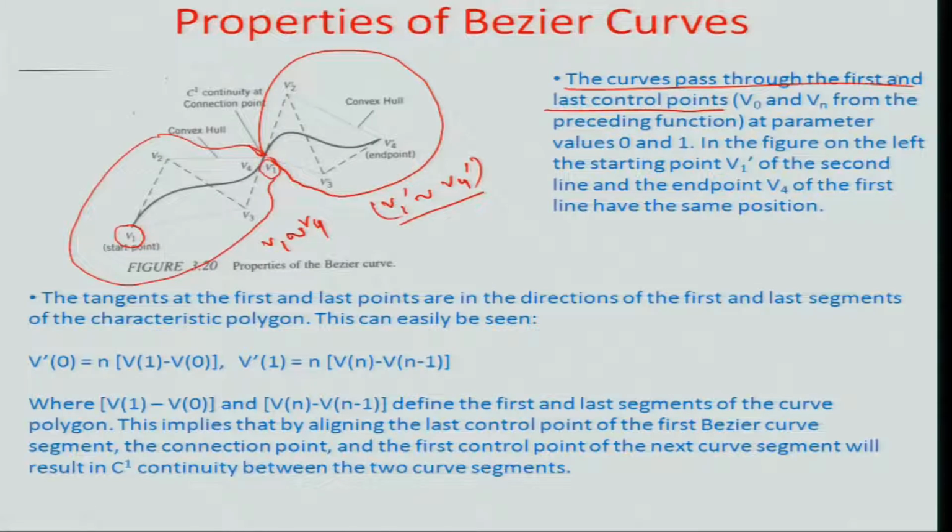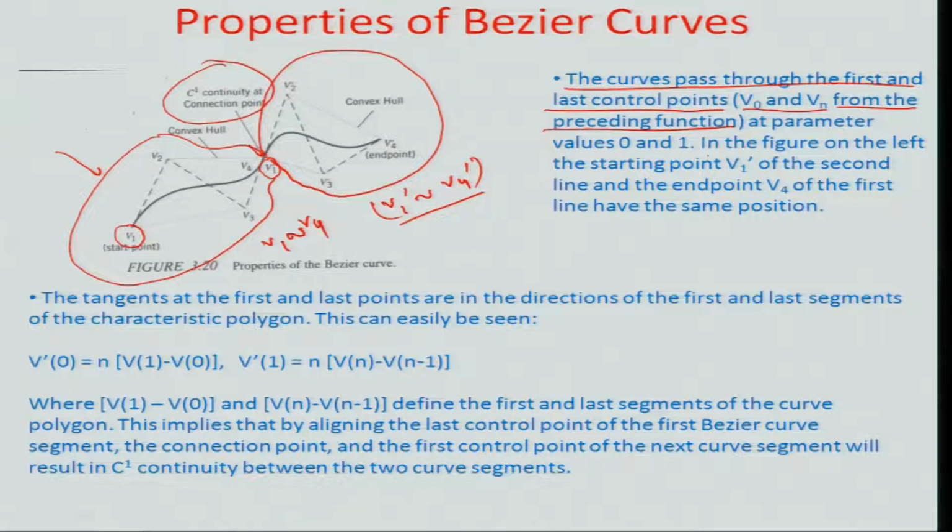So the curves pass through the first and the last control point V0, and in this case n is equal to 4. Okay, so in this case it starts from V1 and V4, and this again originates from the preceding function. So the preceding function in this particular case was this, and there is a C1 continuity, meaning thereby the slopes are same, although the center of curvature of both the curves may be different. Okay. So there is some degree of flexibility in that aspect, and so there is a C1 continuity of connection between these two different convex hulls.